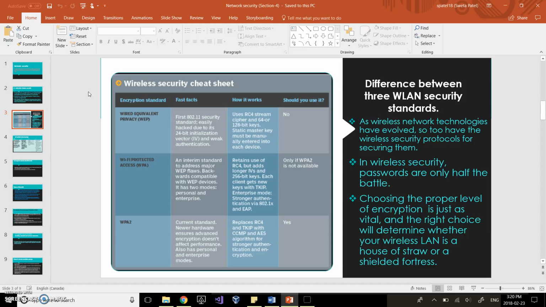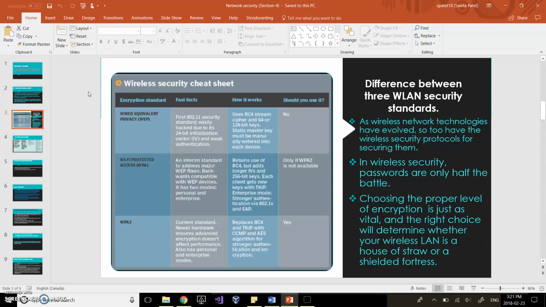So what is WPA2? That's the current standard. Newer hardware ensures advanced encryption doesn't affect performance. It also has personal and enterprise modes. How does it work? It replaces RC4 and TKIP with CCMP and the AES algorithm for stronger authentication and encryption. Should you use it? Yes.